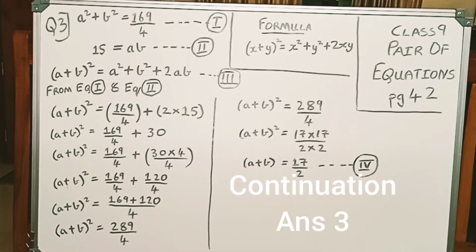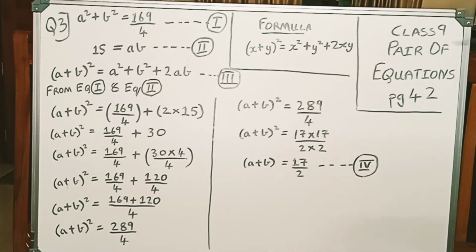Hello students, previously we had seen equation number 1, for page number 42, third question. Previously we had got a square plus b square is equal to 169 divided by 4. That was the equation number 1 we got. Then we got 15 is equal to a into b or ab, that is equation number 2. These two equations we had got previously when we solved question number 3, page number 42, pair of equations.